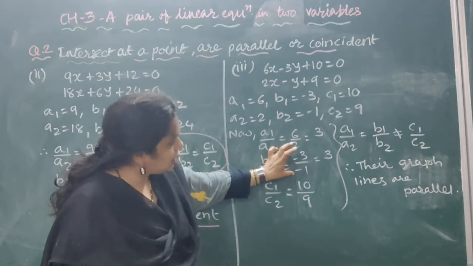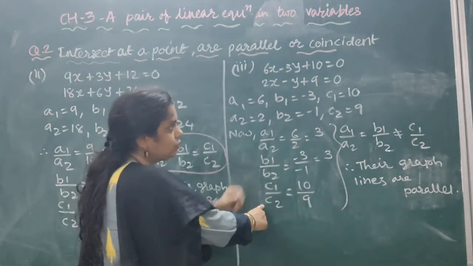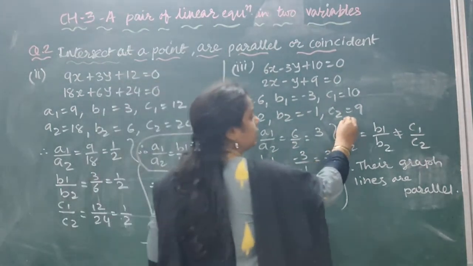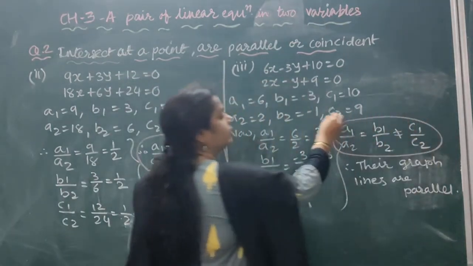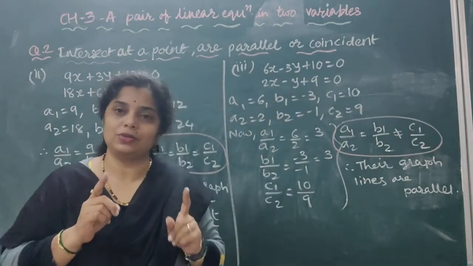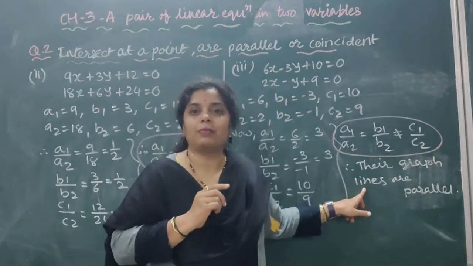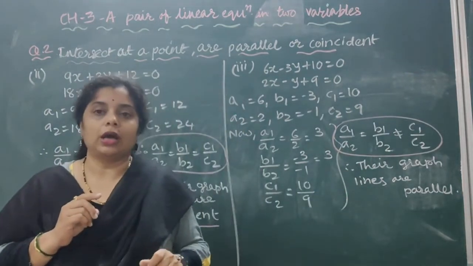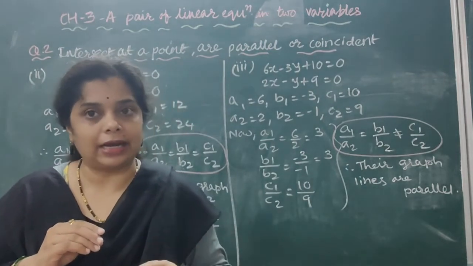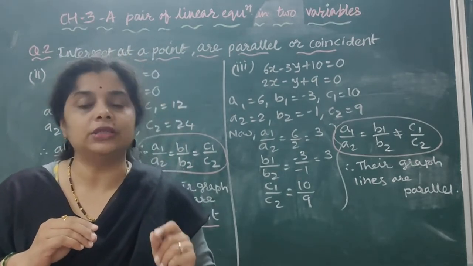So if we cancel out minus minus, finally we get 3. And c1 by c2 is equal to 10 by 9. So from this you can say that a1 by a2 is equal to b1 by b2, but it is not equal to c1 by c2, and therefore the graph lines are parallel to each other. I hope it is clear how to find out the kind of a pair of linear equations and what the condition required is.